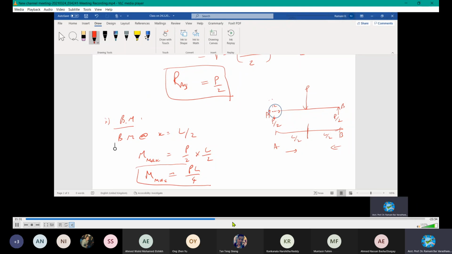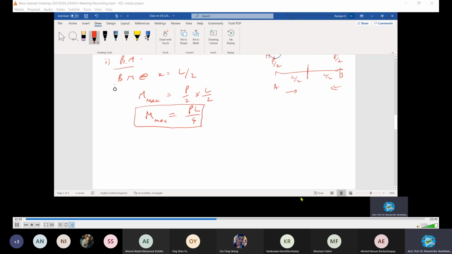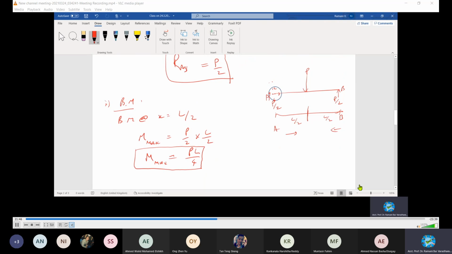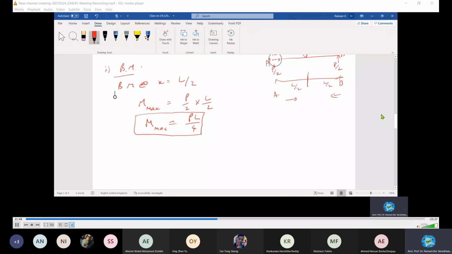To find the distance at which it has the maximum, we'll do it by proper differentiation. You can find the number. For now, just keep it like this, because it's not most important in our case. And then the maximum bending moment is found. What else do you need to know? Next case, right? Let's go for the next case.